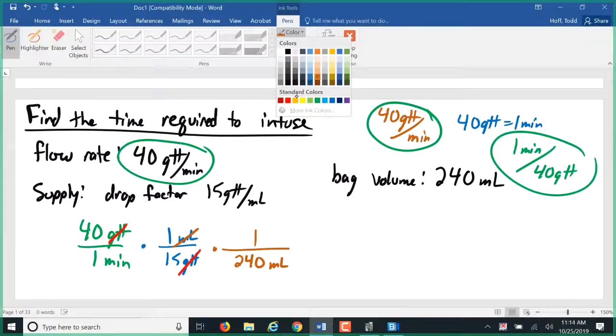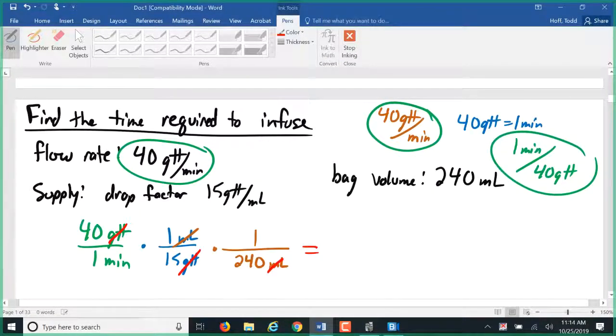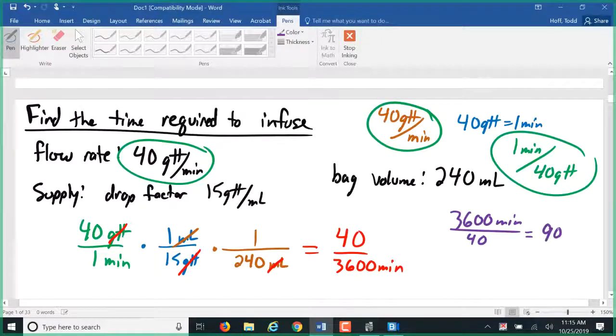That has to go on bottom so it cancels out the milliliters. So now if I multiply out here, milliliters have canceled. 40 times 1 times 1 is 40. 1 minute times 15 times 240 is 3,600 minutes. And you see that we did come up with a fraction where the time is on bottom. That's just saying 40 over 3,600 can be flipped to be 3,600 minutes over 40, which divides out to be 90 minutes.